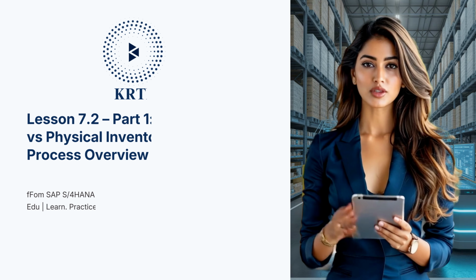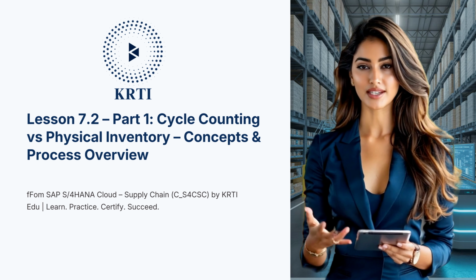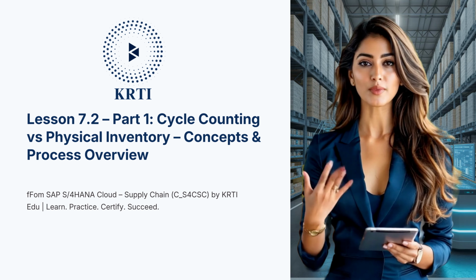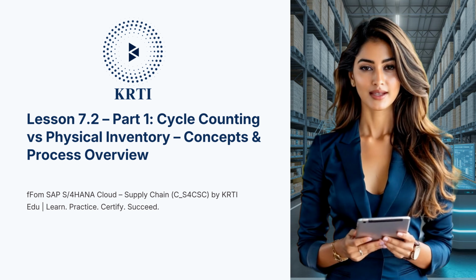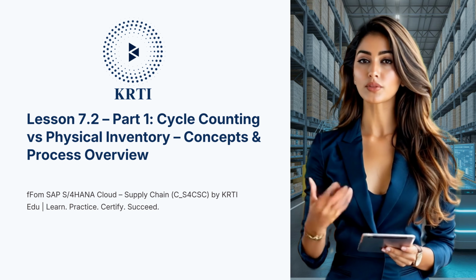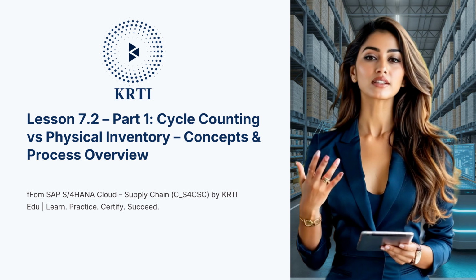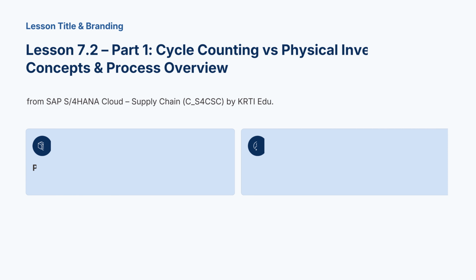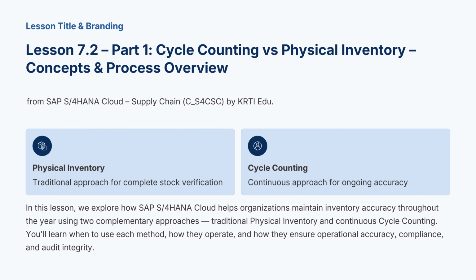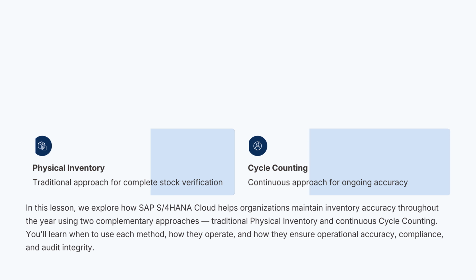Welcome to Lesson 7.2, Part 1, Cycle Counting versus Physical Inventory, Concepts and Process Overview from SAP S/4HANA Cloud, Supply Chain, CS4CSC by KRTI Edu. In this session, we'll explore two powerful mechanisms SAP S/4HANA Cloud provides to maintain inventory accuracy, the traditional physical inventory method and the continuous cycle counting approach. You'll understand when each is used, how they differ, and how SAP automates both to sustain real-time control.